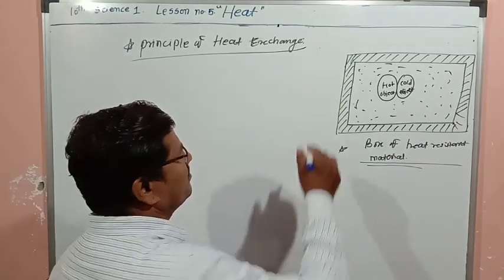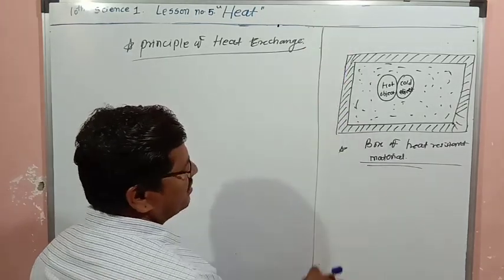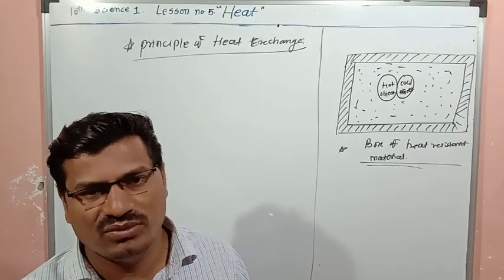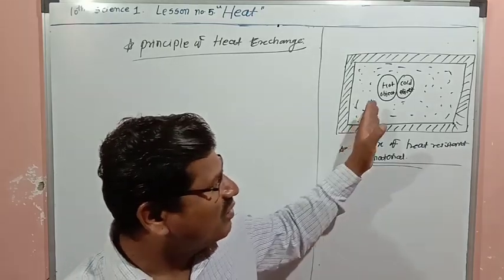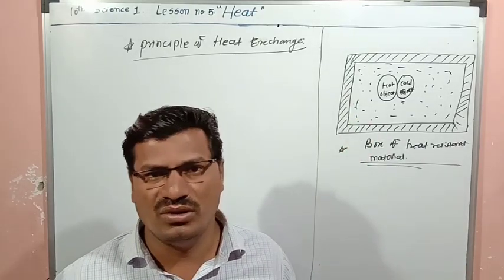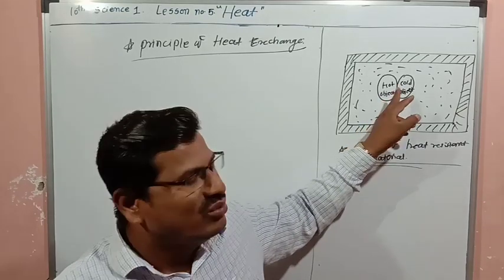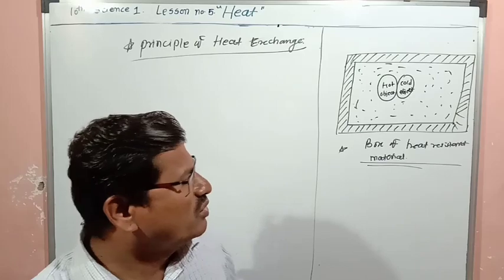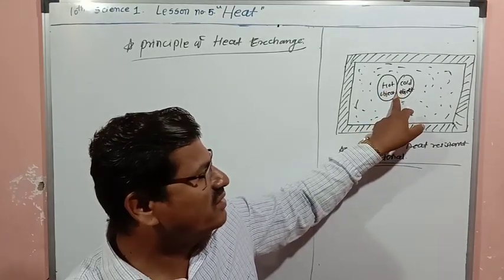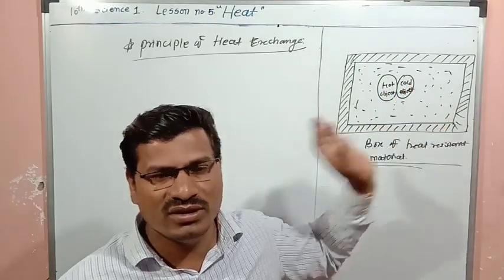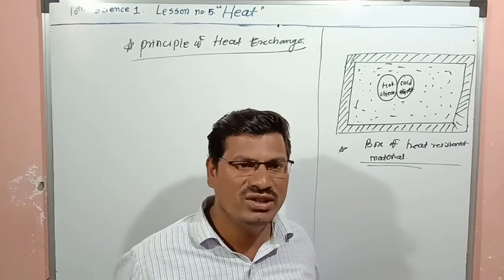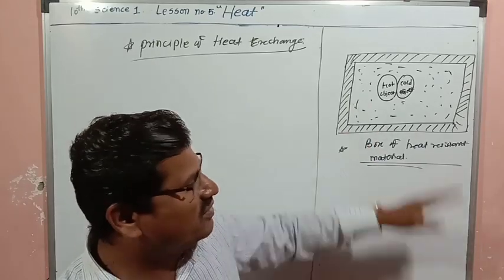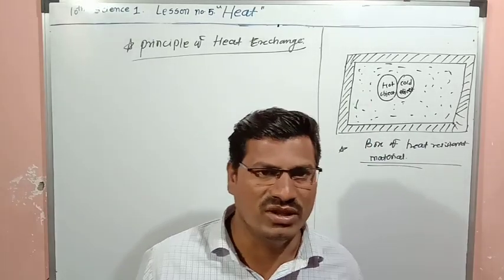These two objects are kept in touch with each other, so they are in contact with each other. One object is hot, another object is cold. The hot object loses heat and the cold object accepts heat. So the hot object will lose heat energy and the cold object will absorb heat energy. One is losing energy and the other is gaining energy. So heat exchange takes place between the hot object and the cold object.